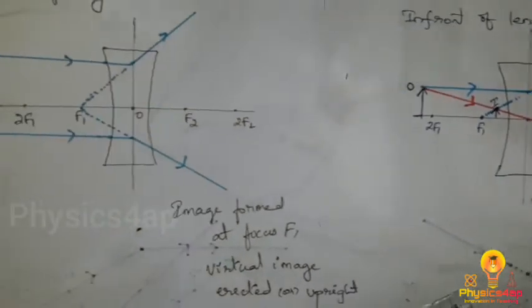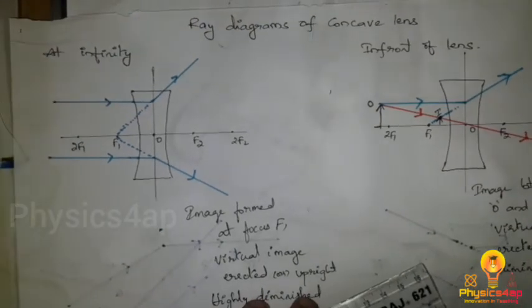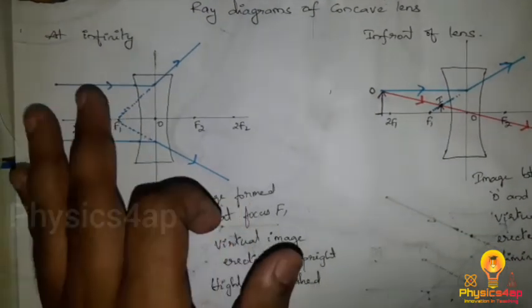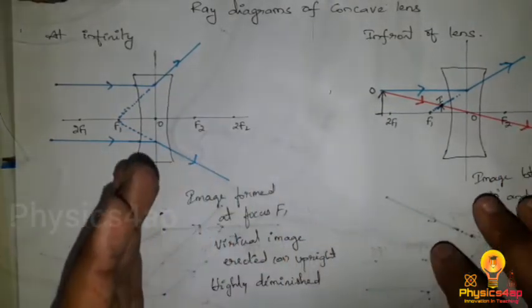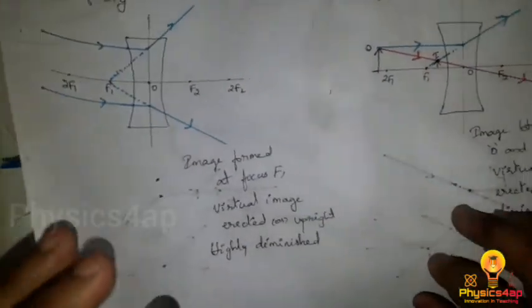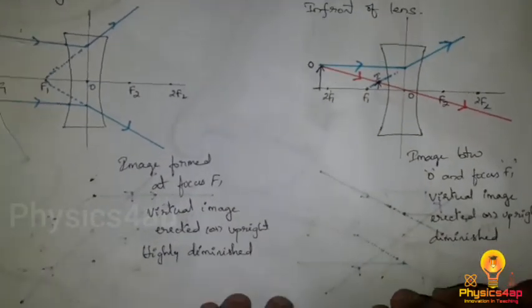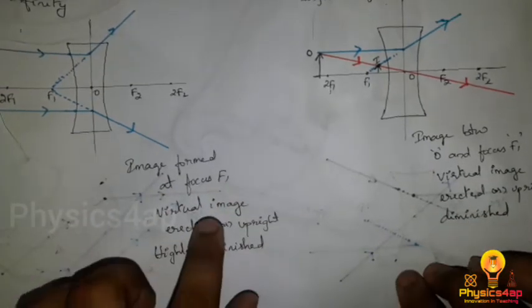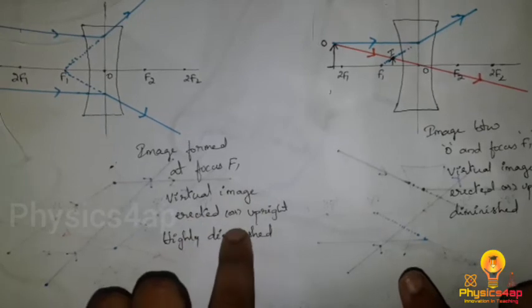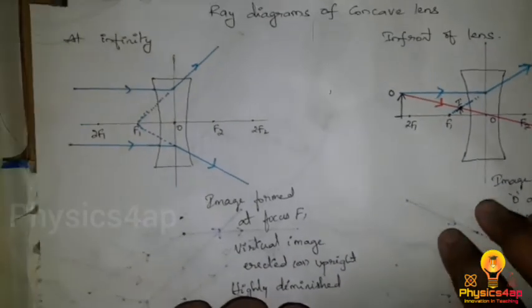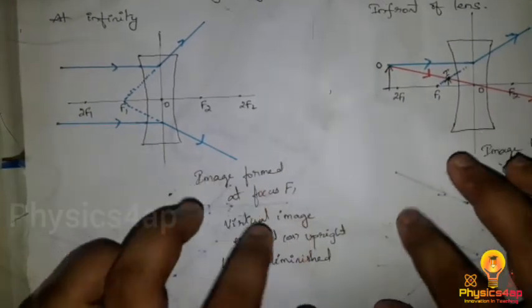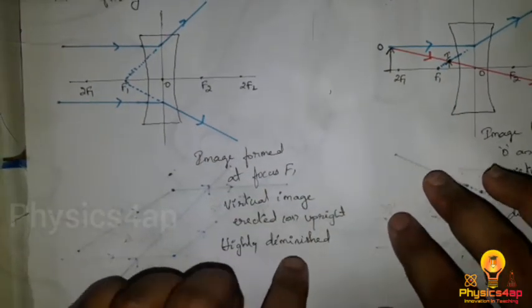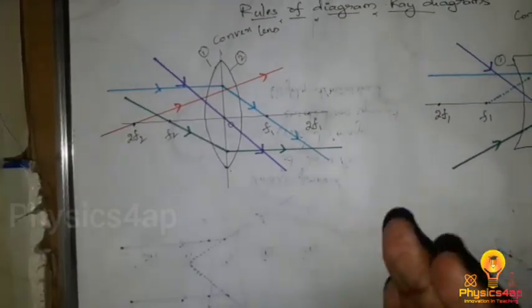So is it clear about the ray diagrams for the concave lenses? We have only two ray diagrams for the concave lens: one at infinity and one in front of the lens. If you observe, for any position of the object we have a virtual image, erected or upright, and diminished. So for a concave lens the nature will be a virtual, erected or upright, and diminished image. Today we have discussed the lenses, the types of lenses and their uses, and also the rules.